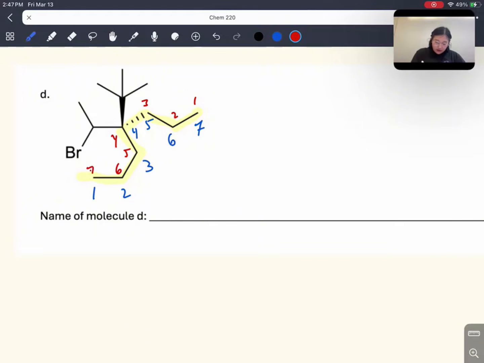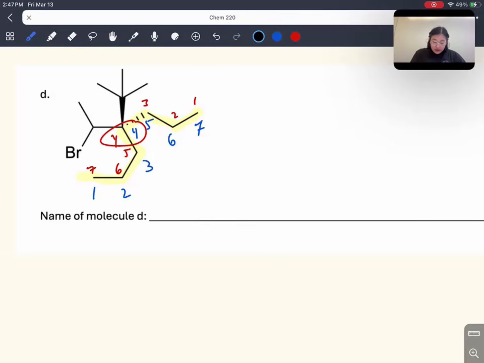And we want the substituents to be on the lowest number carbon. And as I can see here, the substituents would both be on carbon 4, no matter which way you number it. So in this case, it doesn't matter. Either way you number your carbons, you would get your substituent on the same number of carbon. And in this case, that'd be carbon number 4.